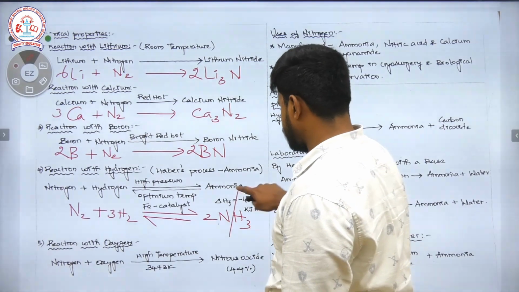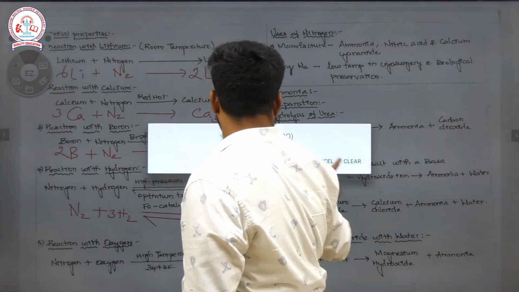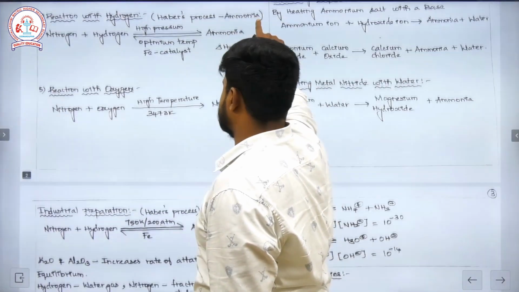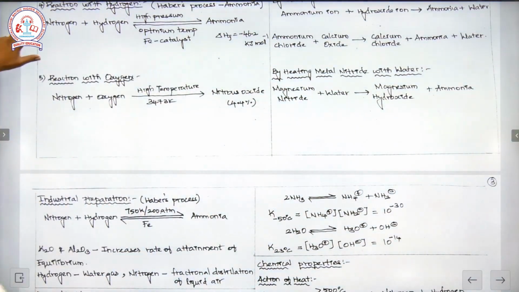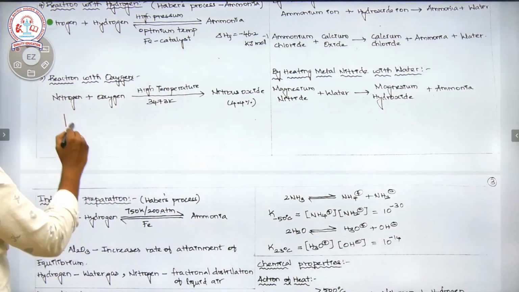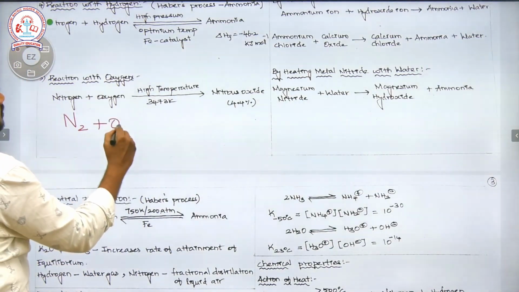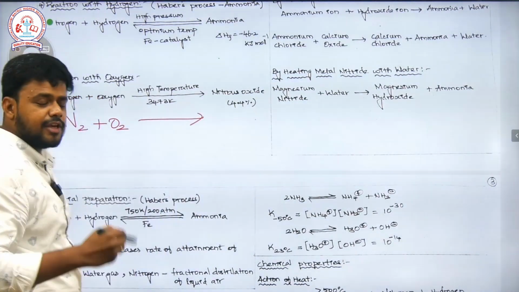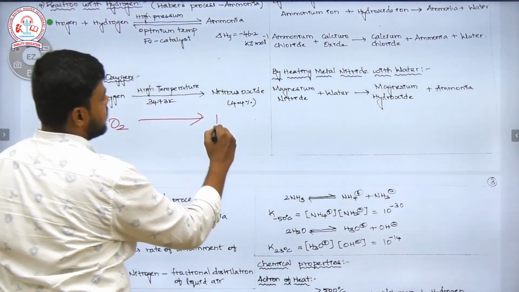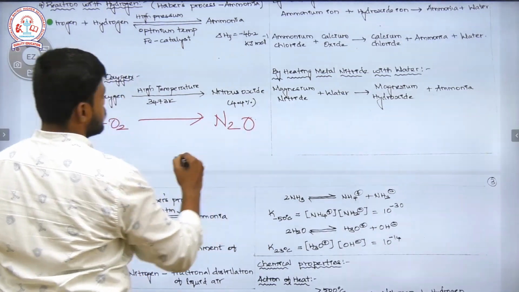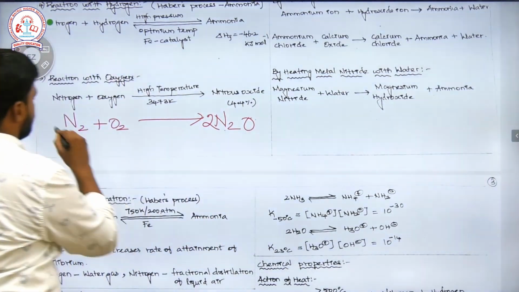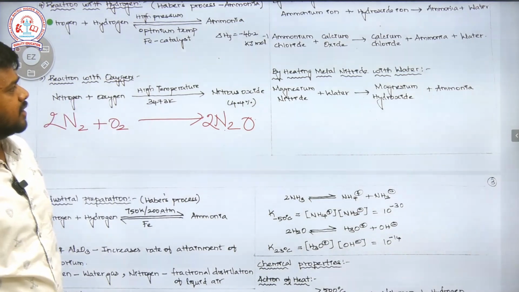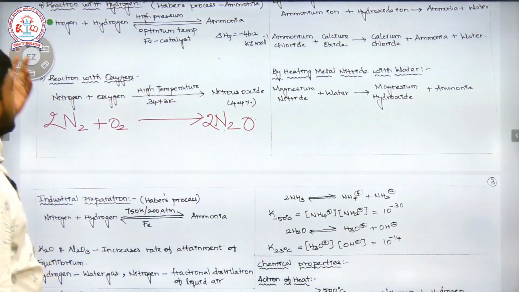Next one, reaction with oxygen. Nitrogen reacts with oxygen and forms nitrous oxide, and it forms nitrous oxide at a higher temperature. So nitrogen reacts with oxygen at a higher temperature of 3473 Kelvin. It forms nitrous oxide, which is N2O. So to balance it, I'll make it 2 here, I'll make it 2 here. So that's it, regarding balancing this reaction with oxygen.